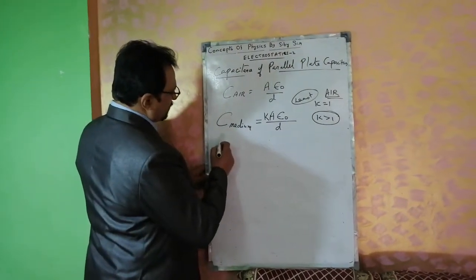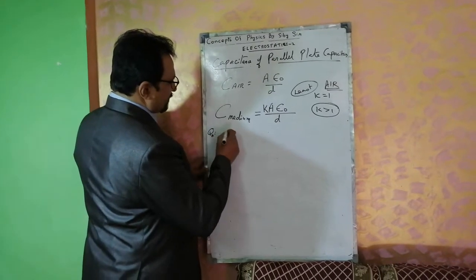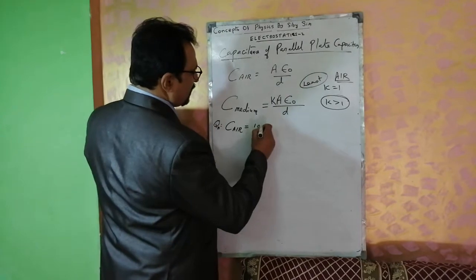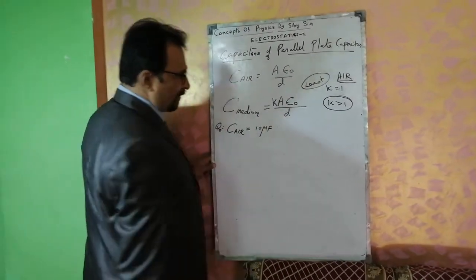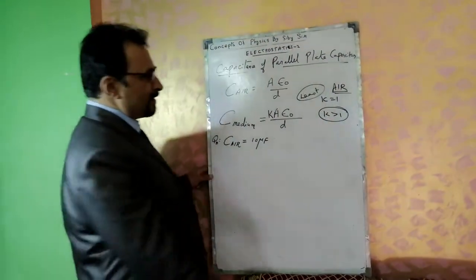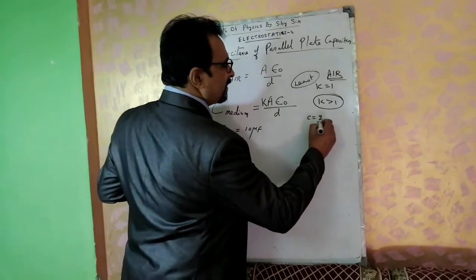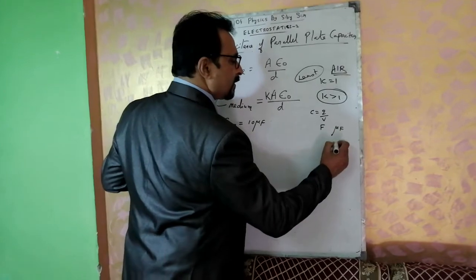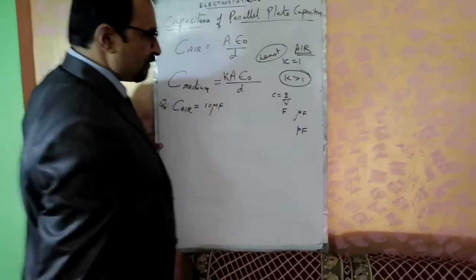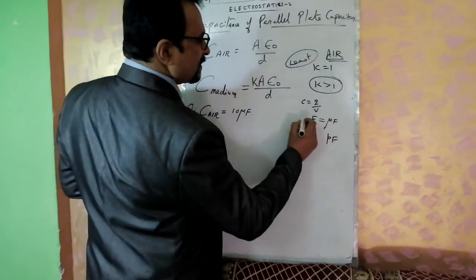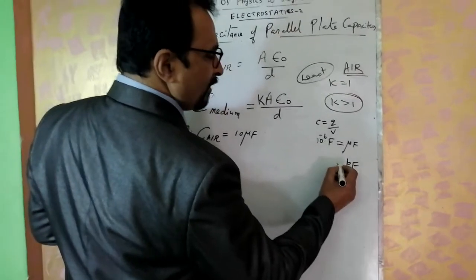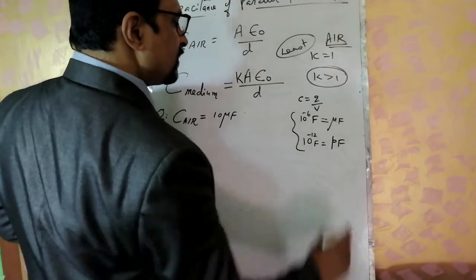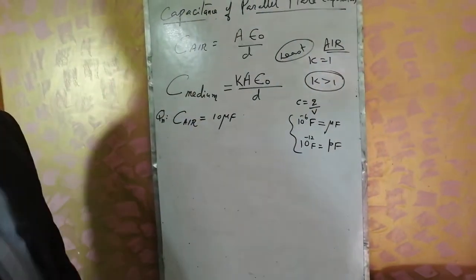Suppose one question is like this. The capacitance of a parallel plate capacitor in air is 10 microfarad. What is the SI unit of capacitance? C is equal to Q by V. Its SI unit is farad. And you can see microfarad, picofarad, etc. 1 microfarad is 10 power minus 6 farad, and 1 picofarad is 10 power minus 12 farad. We have to use these two conversions while doing the numericals.